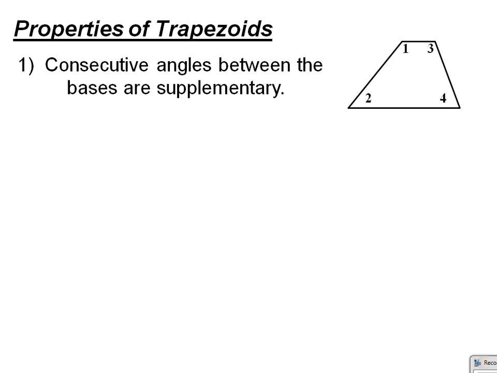Now, trapezoids also have properties that are inherent to a trapezoid. First, consecutive angles between the bases are supplementary. So, for example, the angles between the bases, like say angle 1 and 2, are supplementary. They add up to 180 degrees. Likewise, angle 3 and 4 together add up to 180 degrees. And that's a result of the bases being parallel to each other.